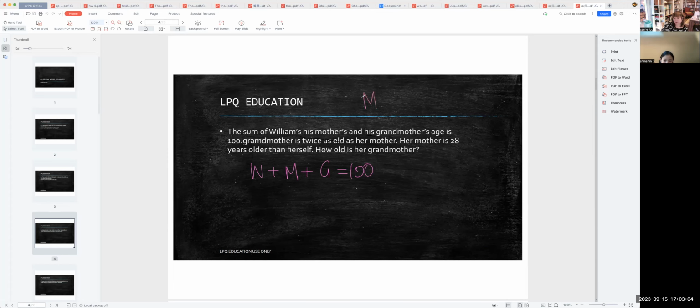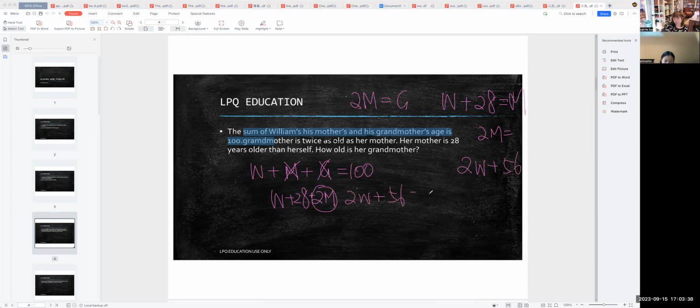That means two mothers equal one grandmother, right? So I don't want the grandmother, I change it into two mothers. So William plus 3M equals 100. And mother equals William plus 28. Then I don't want mother either, so 2M equals 2W plus 56. So we have W plus W plus 28 plus 2W plus 56 equals 100, correct? So how many W are there?